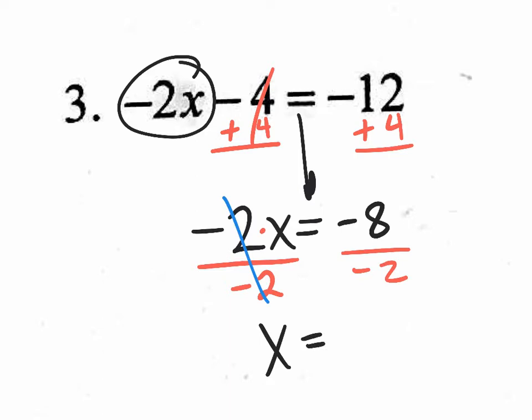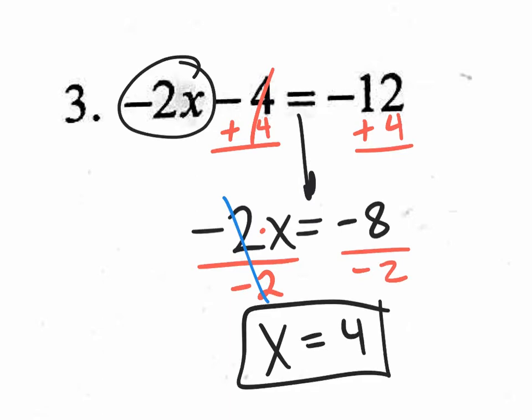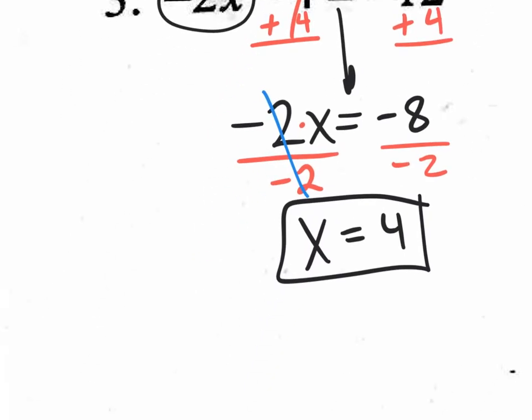equals positive 4. And again, you could take that 4, plug it back into the original. Negative 2 times 4 is negative 8. Negative 8 minus 4, it really does equal negative 12. So you could double check it by plugging it back in to see if it really does give you that answer. If you get the wrong answer, then you know you did something wrong and you have to go back and check your work. Let's move on to the last one here.